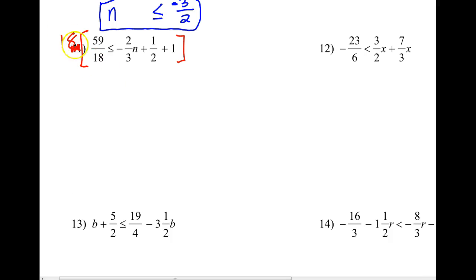So the 18s cancel. You're just left with 59 is less than or equal to. Here, we can cross cancel. So 3 goes into 18 6 times. 6 times 2 is 12. That's a negative 12. Okay. And then 18 times a half, or half of 18, 18 divided by 2, is 9. And lastly, 18 times 1 would be 18.